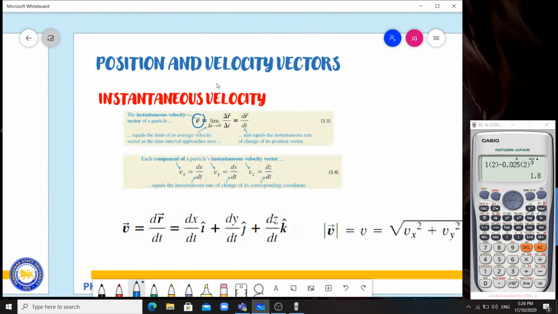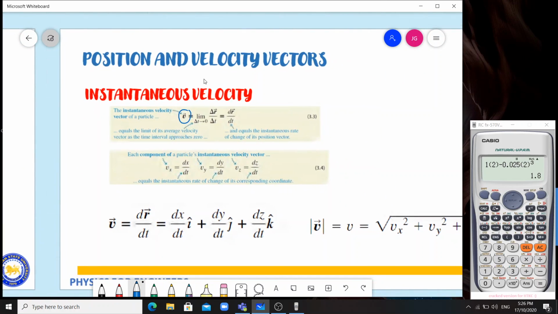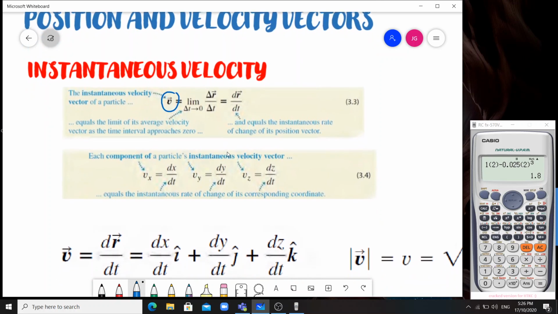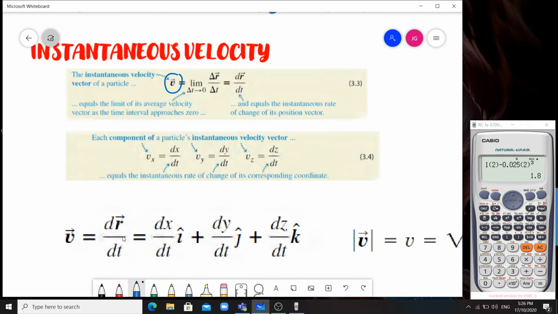Next, instantaneous velocity. Instantaneous velocity is the velocity of the particle at a certain point of time. So it is the change of r with respect to t when the change of time is approaching 0, or we can also represent that as the derivative of the position vector with respect to time, which has this representation.